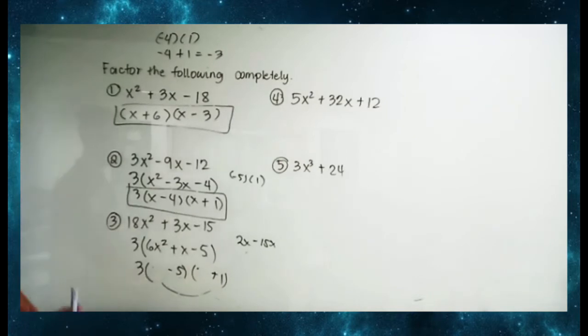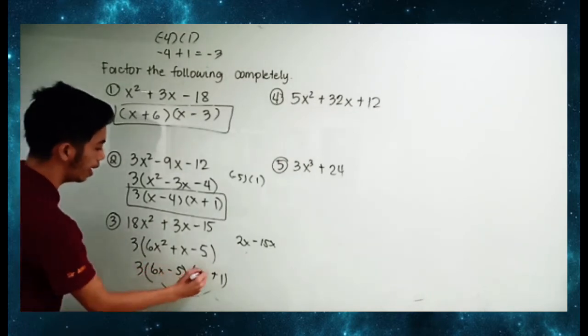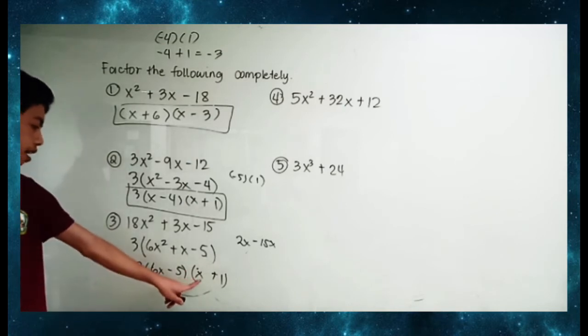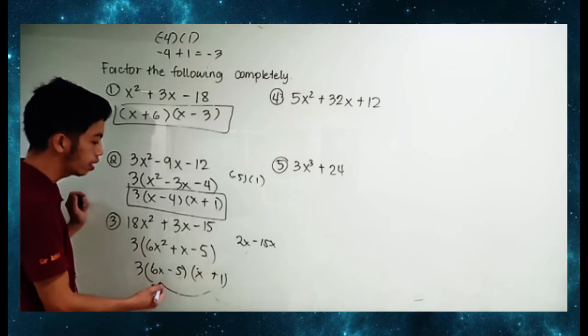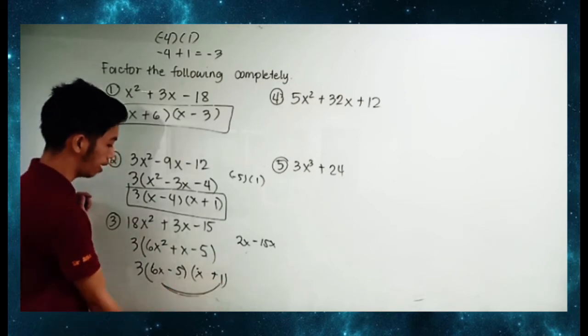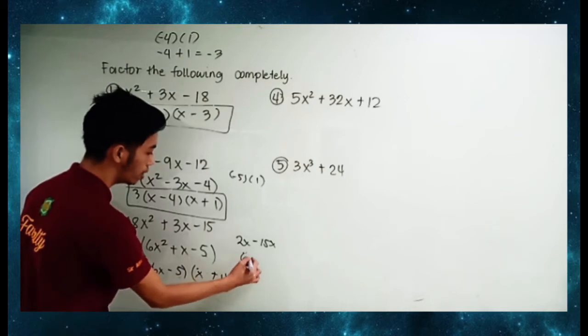Okay. Isip pa tayo. Pwede siyang 6x at x. Kasi 6x times x is 6x squared. O, tingnan nga natin. Positive 6x times positive 1, 6x.